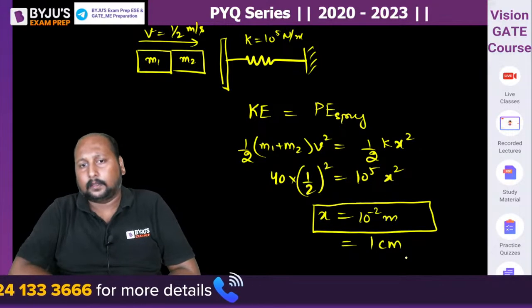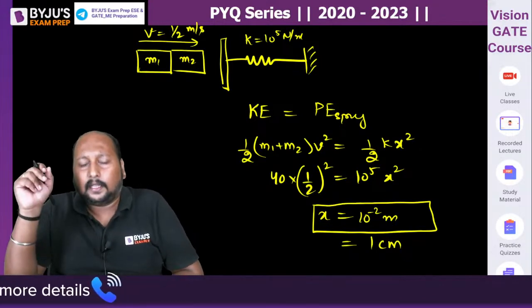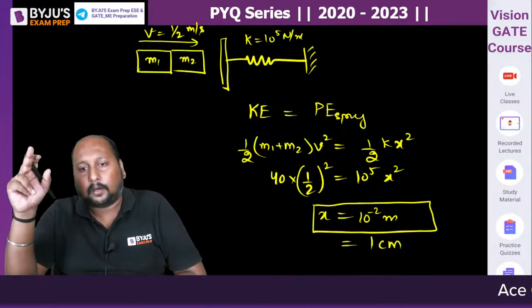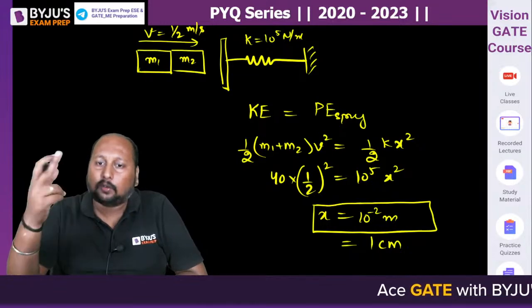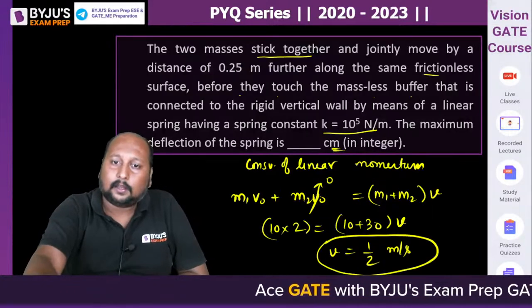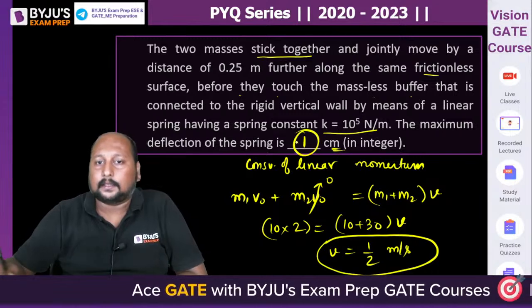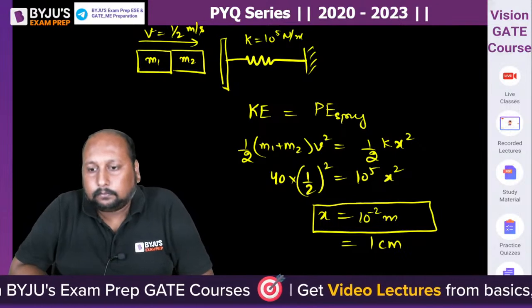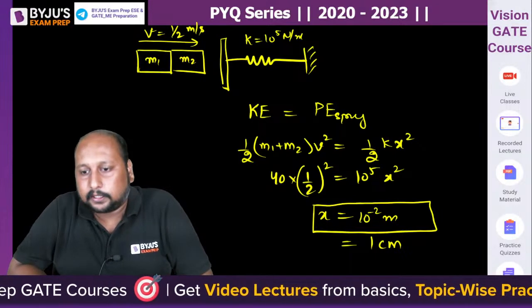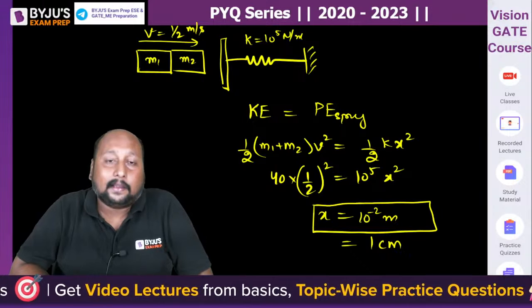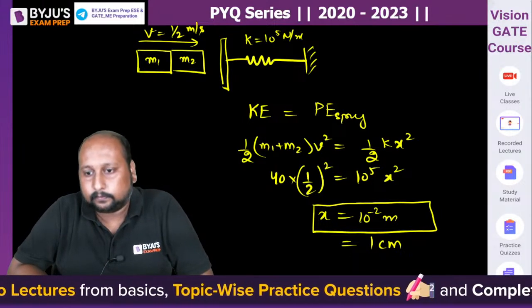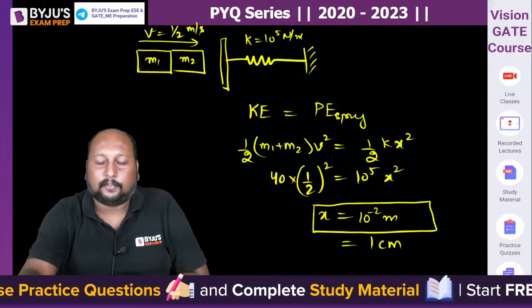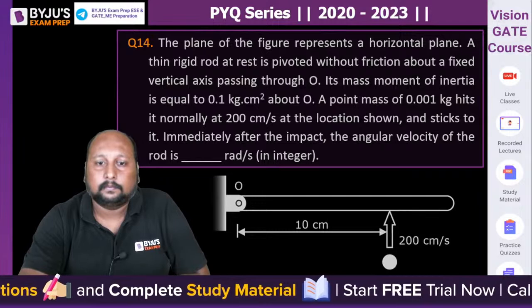See, 1 by 4 into 40, that is equal to 10. So it will be 10 to the power minus 4. Root of this is 10 to the power minus 2. So 1 centimeter is the correct answer. Sometimes you should solve without a calculator, because it will increase your speed. Right, exactly. Very good, perfect. Let's go to the next question.